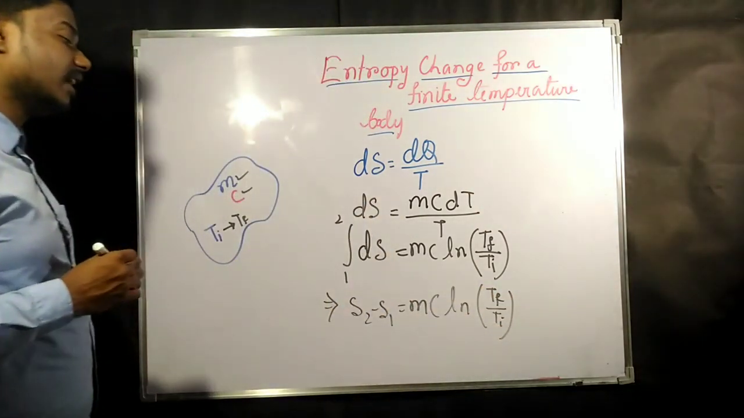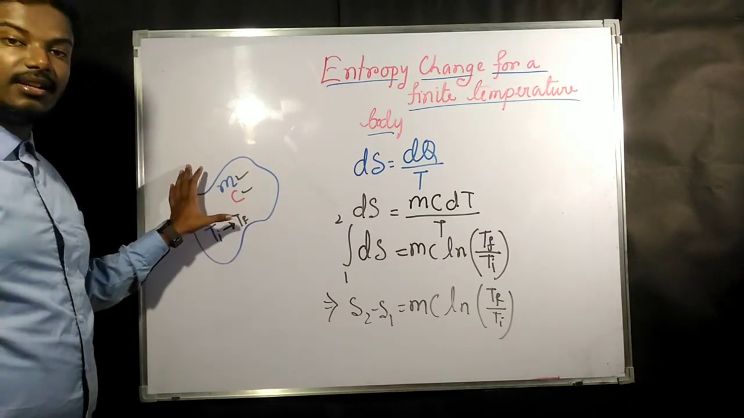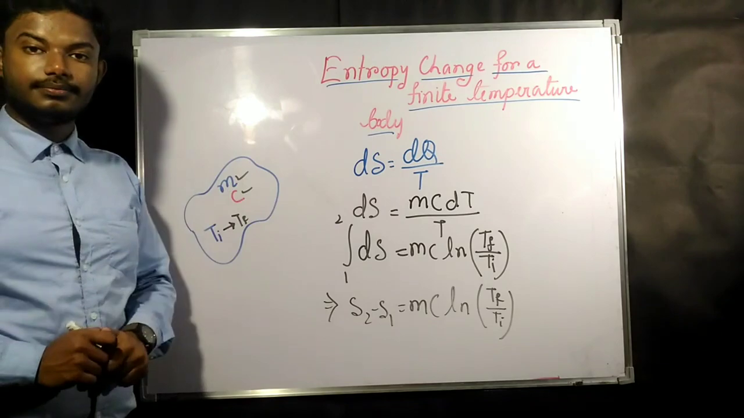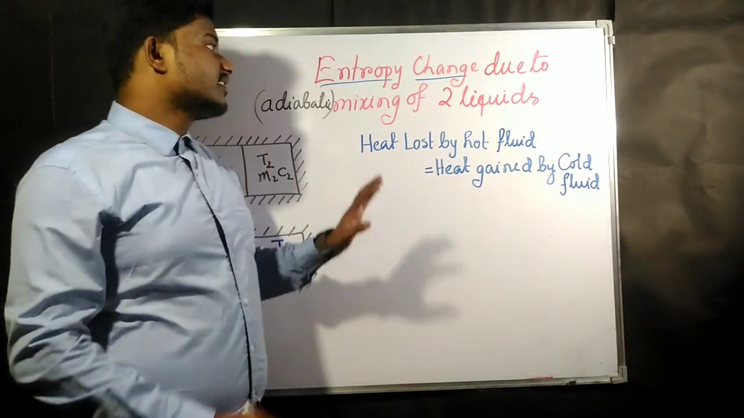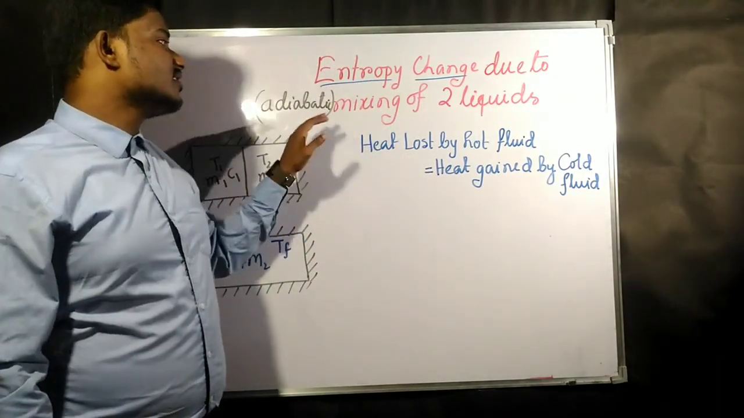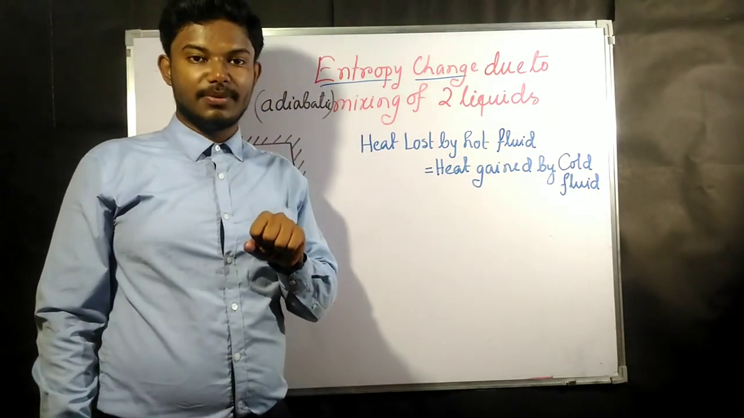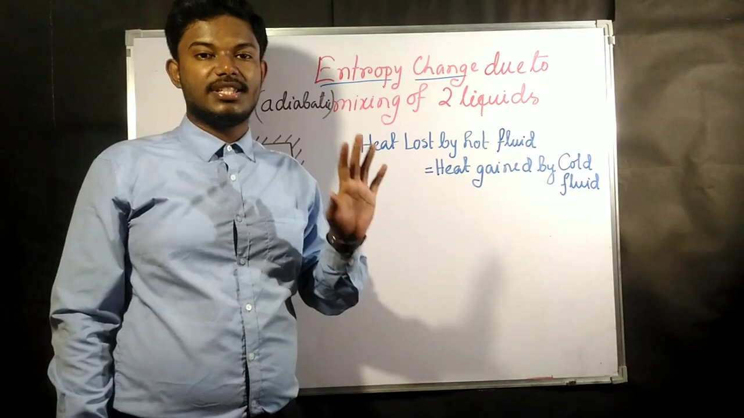This is going to be your entropy change for a finite temperature change. So the next thing we are going to read is entropy change due to adiabatic mixing of two fluids. If two fluids are going to mix, then what is going to be the entropy change?